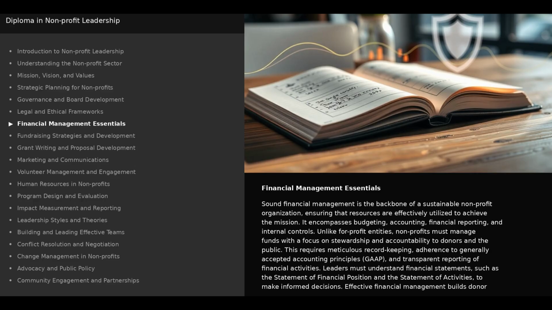This requires meticulous record-keeping, adherence to generally accepted accounting principles, GAAP, and transparent reporting of financial activities. Leaders must understand financial statements, such as the Statement of Financial Position and the Statement of Activities, to make informed decisions. Effective financial management builds donor confidence and ensures the organization's long-term viability.